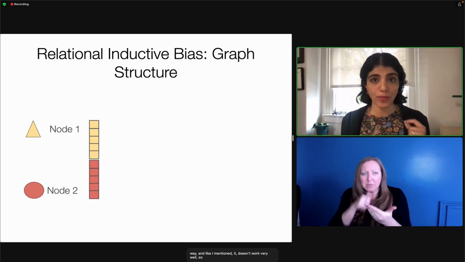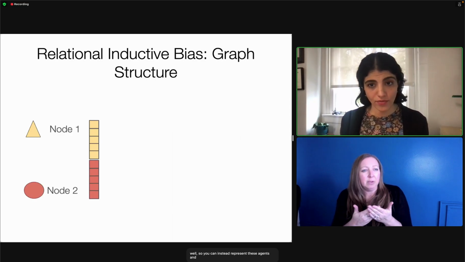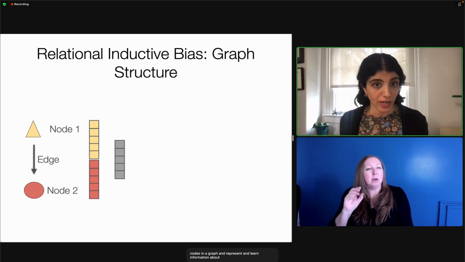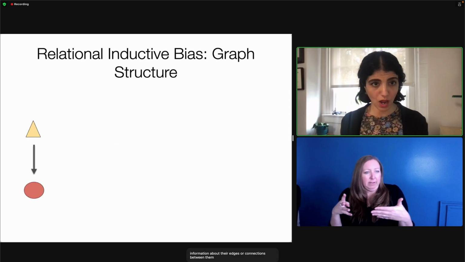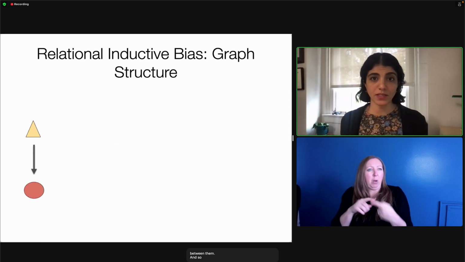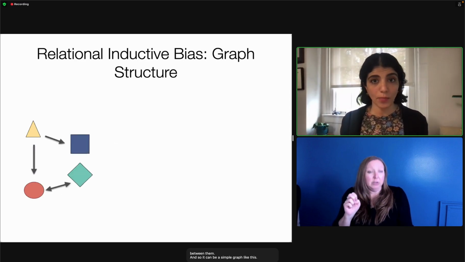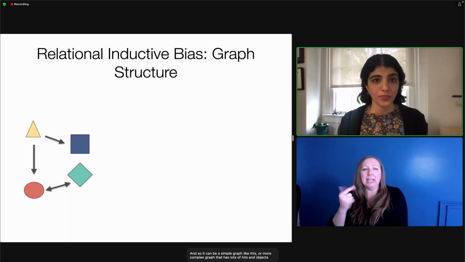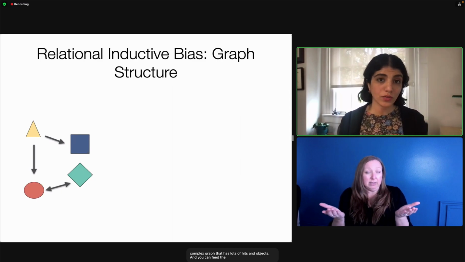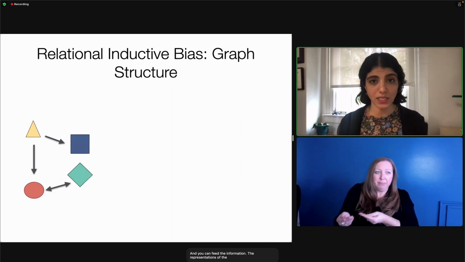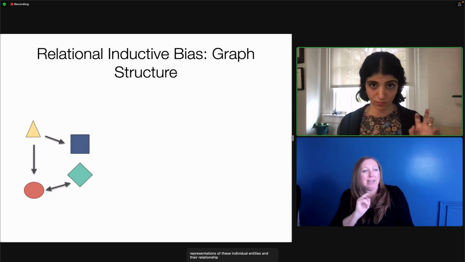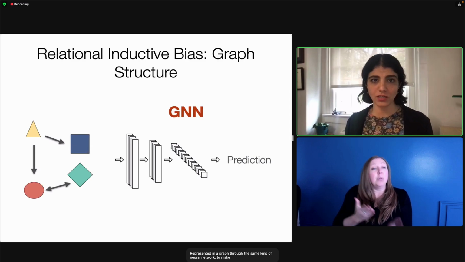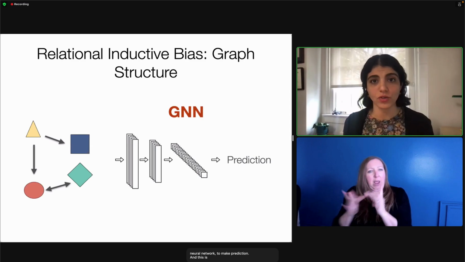So you can instead represent these agents as nodes in a graph, and represent and learn information about their edges or connections between them. And so it can be a simple graph like this, or a more complex graph that has lots of agents and objects, and you can feed the information, the representations of these individual entities and their relations represented in a graph through the same kind of neural network to make a prediction. And this is called a graph neural network.